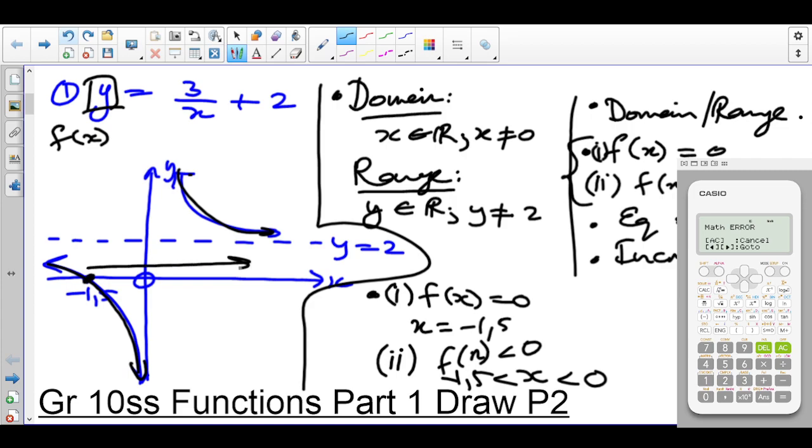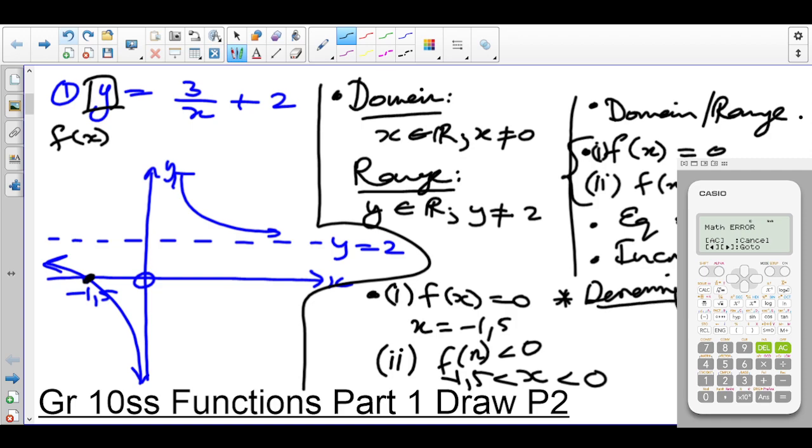Now as x increases, what do you notice? Y is decreasing. So this graph is always decreasing. It's decreasing for all values of x. Can you see that, people? It's decreasing for all values of x. So we say that this graph is decreasing.